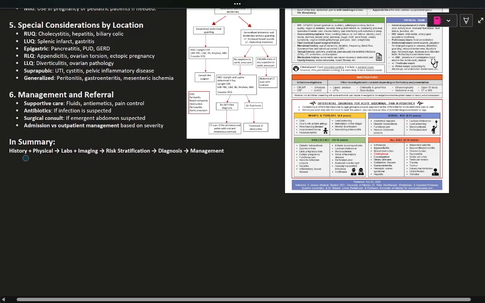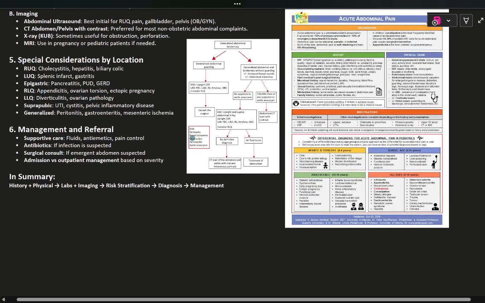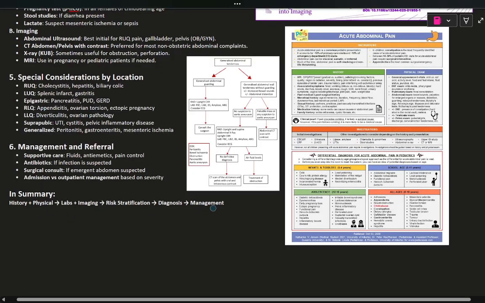So just in summary, you should typically do history and physical, then order labs and imaging, and stratify the risk, so consider emergent diagnoses first before non-emergent ones, or at least rule out those emergent diagnoses first, and then you can manage appropriately. And this is what you would typically do for working on patients with any other types of pain or with any other types of symptoms that they present in their chief complaint.